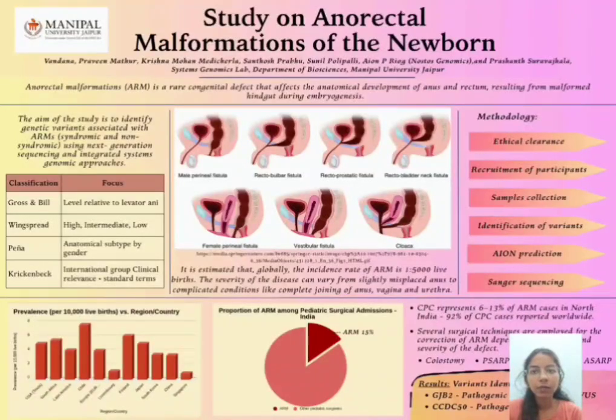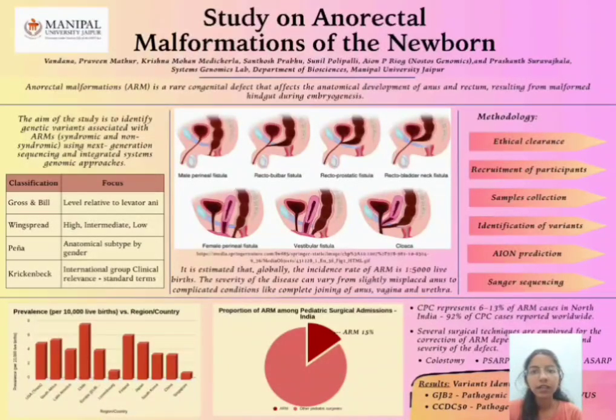Definitive repairs are performed using techniques like posterior sagittal anorectoplasty for better anatomical access, laparoscopically assisted anorectal pull-through in high lesions for minimal invasion, and anterior sagittal anorectoplasty in female patients with perineal or vestibular fistulas. These surgical procedures are standard of care and do not interfere with our research workflow.